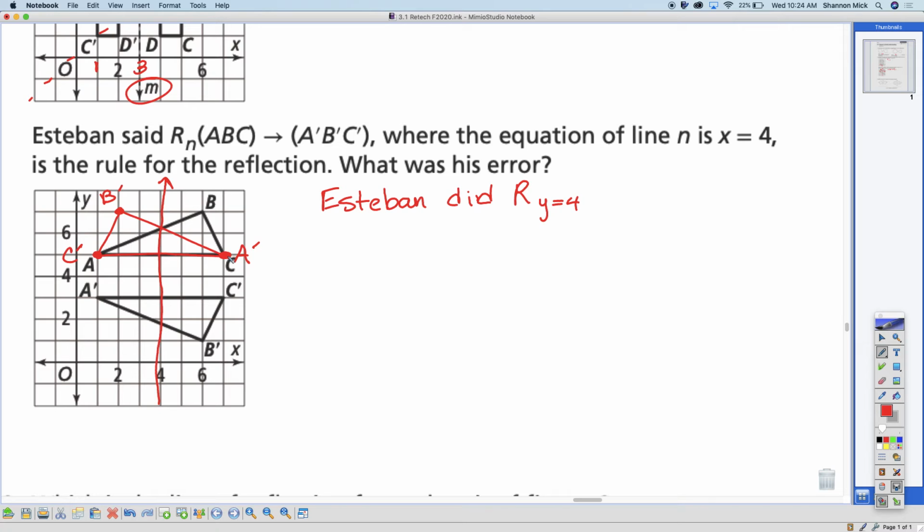Okay, so we got to make sure we're doing the correct one. Y equals is horizontal, x equals is what? Vertical. If it's x equals, it's changing the x. If it's y equals, it's changing the y. Opposite of what the x and y reflections are, right, of the x-axis. Okay, I think there's one more, yes?